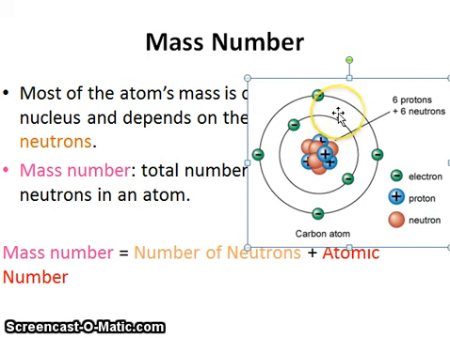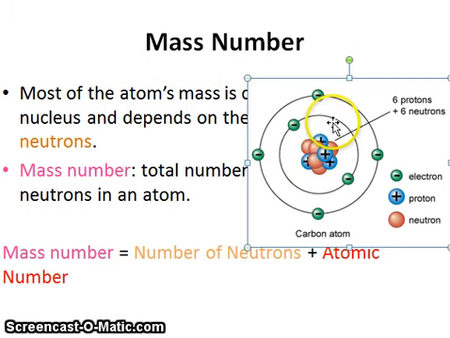Remember that the electrons are very light compared to the protons and the neutrons, and protons and neutrons will have a mass of about 1 atomic mass unit, and the mass of the electron is close to 0, so we can just ignore the electrons. So again, the mass is concentrated in this nucleus.